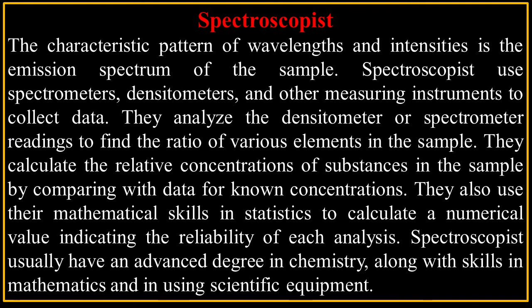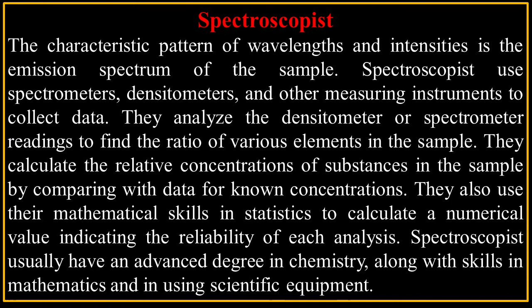They analyze the densitometer or spectrometer readings to find the ratio of various elements in the sample. They calculate the relative concentrations of substances in the sample by comparing with data for known concentrations. They also use their mathematical skills in statistics to calculate a numerical value indicating the reliability of each analysis. Spectroscopists usually have an advanced degree in chemistry, along with skills in mathematics and in using scientific equipment.